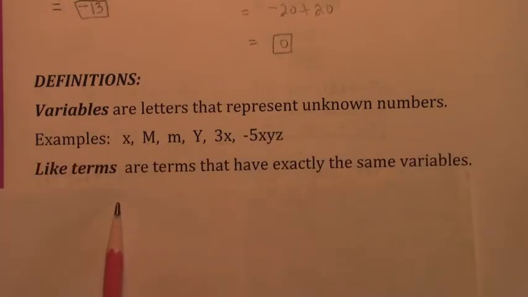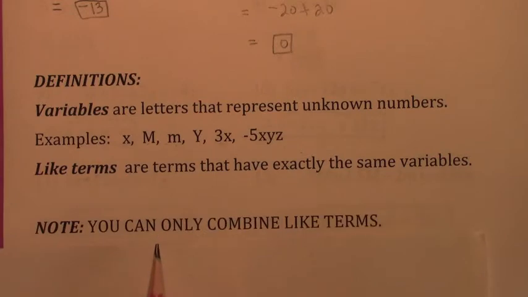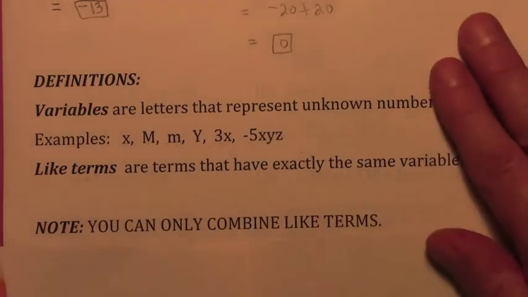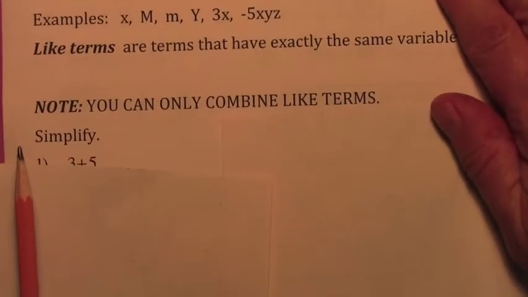Okay. Now, in algebra, like terms are terms. First of all, terms are numbers being added. Remember, x is a number, so when I say numbers being added, it could be a variable also. Like terms have exactly the same variables, and it turns out when you have like terms, you can add them together. You can combine them into one. I'll show you how it works.